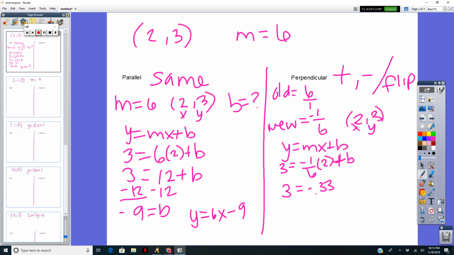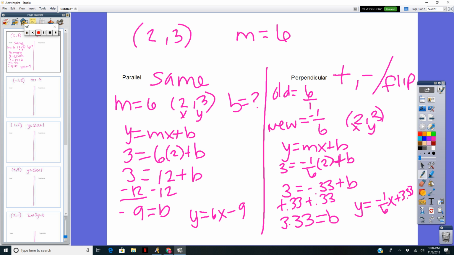Because it's a decimal and I wasn't able to get rid of it, I'm just going to use it as a decimal. Negative 0.33, so I'm going to do plus 0.33. So I have 3.33 equals b. So my equation can now be written with this information: negative 1 over 6 x plus 3.33. Okay, I'm going to display another one, and you're going to go ahead and do the next one.